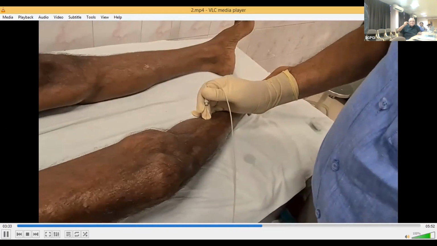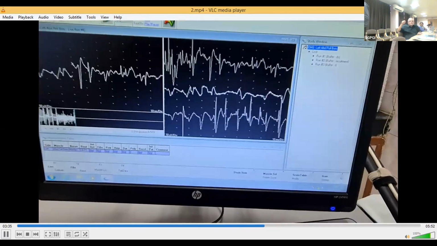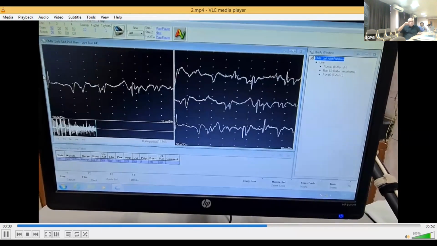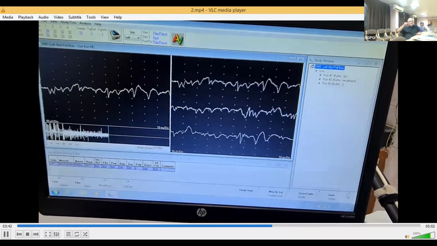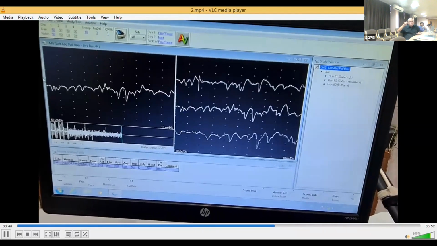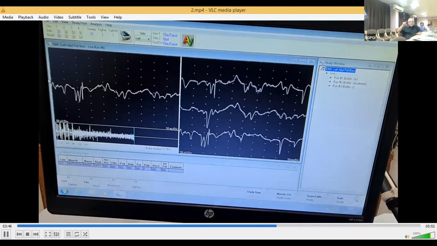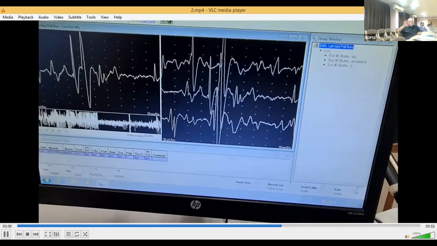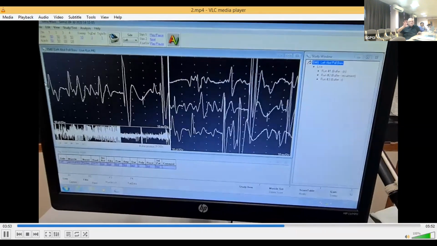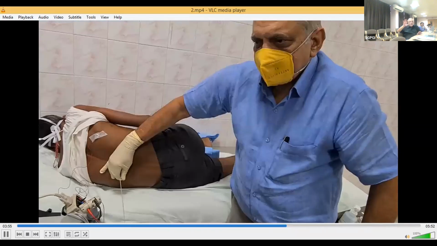Now we are doing gastrocnemius. Difficult muscle to do, but you are getting fibrillation sharp waves here. Now we will do activation. Regular fibrillations, sharp wave. Now motor units. Poor recruitment, long duration, high amplitude.